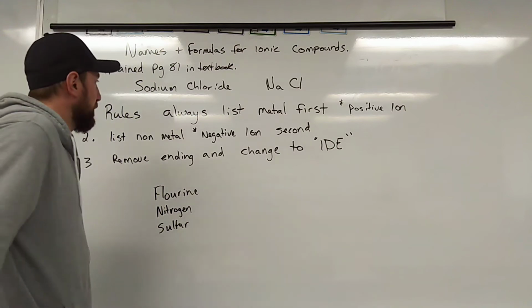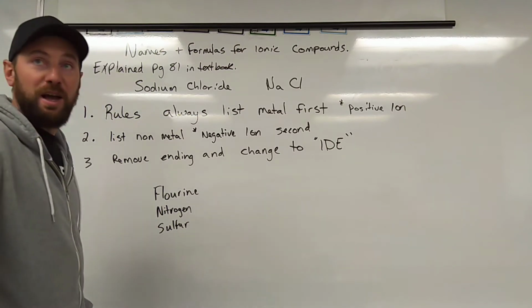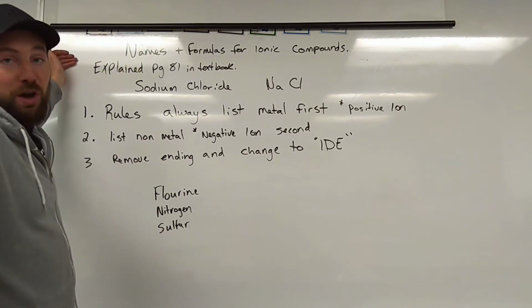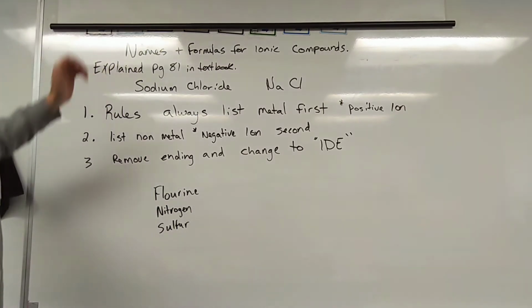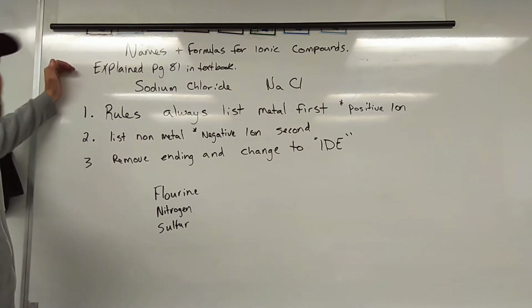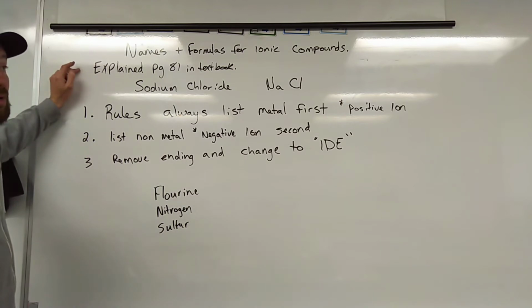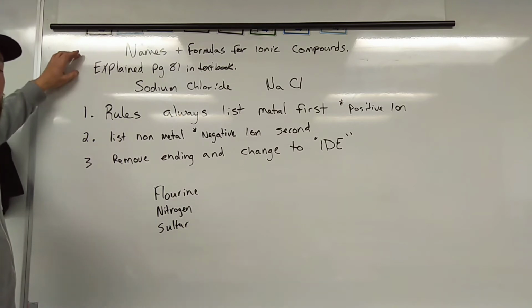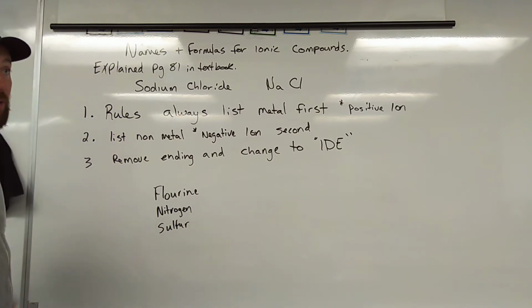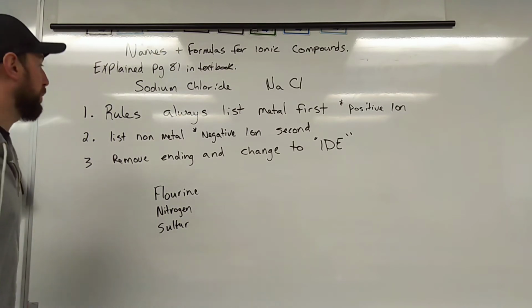We're back again in this empty science lab, none of you guys around, and today I'm going to talk to you about naming and writing formulas for ionic compounds, okay? And it's best explained on page 81 in your textbook. If you have your textbook at home, you can reference that, or I'll post another link that will also give you another description or some help on working with it.